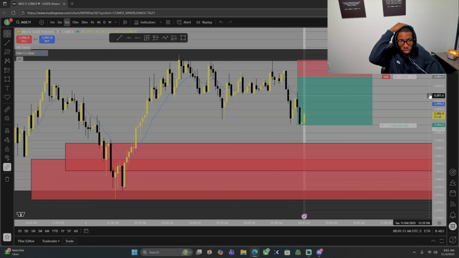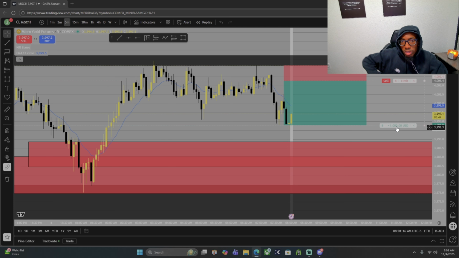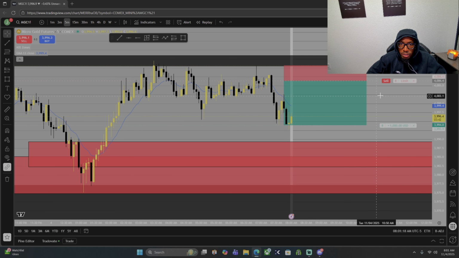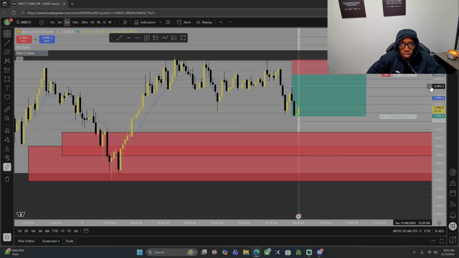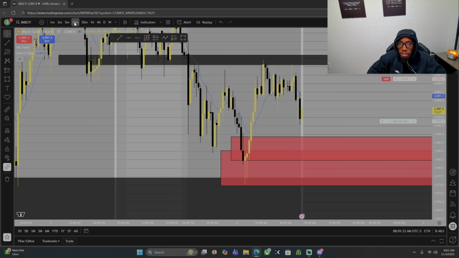All right, trading window just opened. Let's see what we get. We could be looking for this sell setup here, or it might drop into the buys. Either way, we will be prepared. Let's see. I'm low-key leaning towards the sell setup more, I ain't gonna lie.